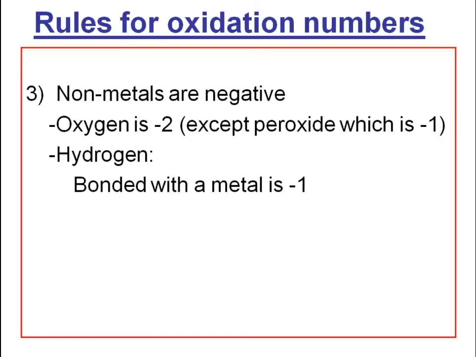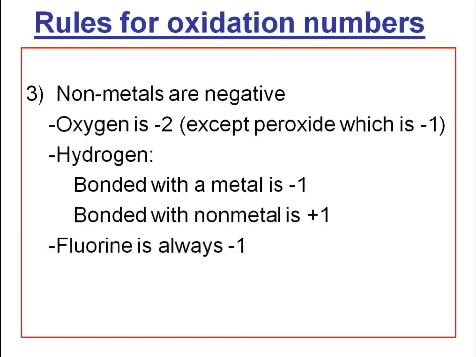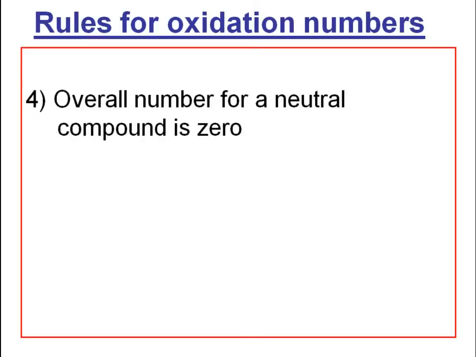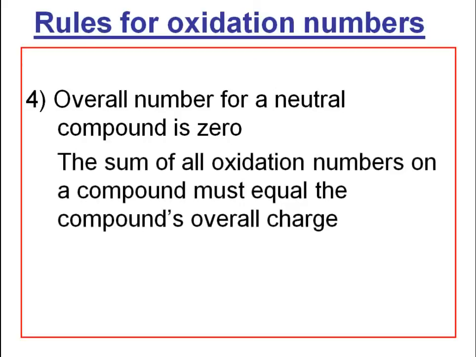Hydrogen's a little bit different. If hydrogen's bonded to a metal, it will be a -1 oxidation number, but if it's bonded to a nonmetal, then it's a +1. Fluorine is always -1. The other halogens are -1 when bonded to metals, but they will be positive when bonded to oxygen. The overall number for a neutral compound will be 0. So the sum of all the oxidation numbers in a compound must equal the compound's overall charge.